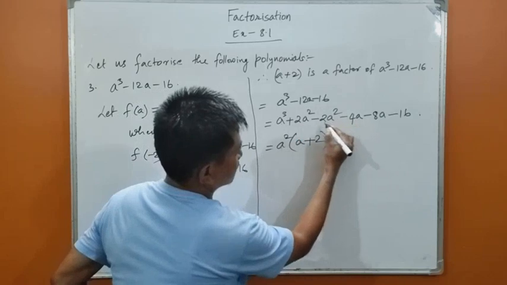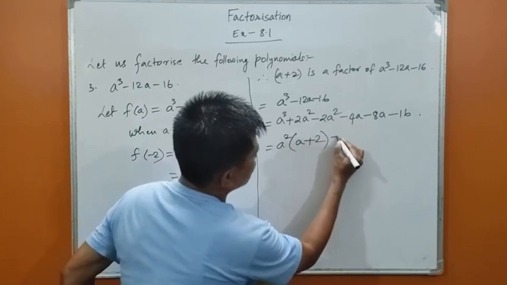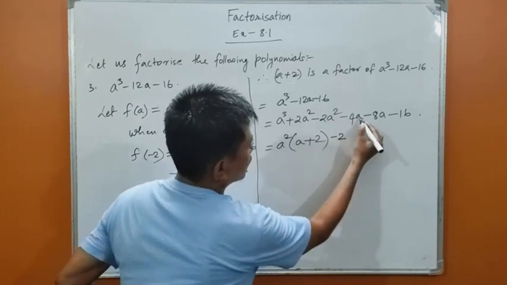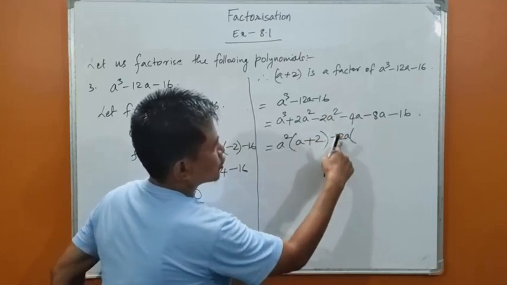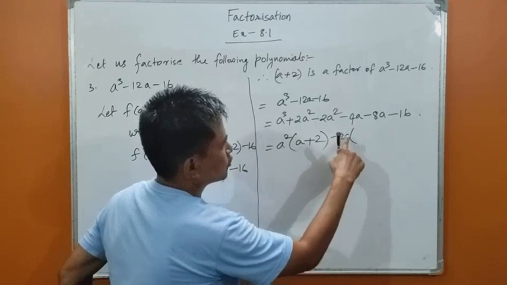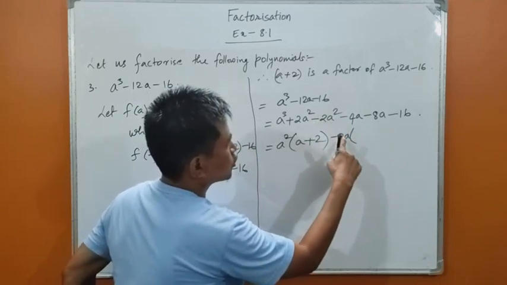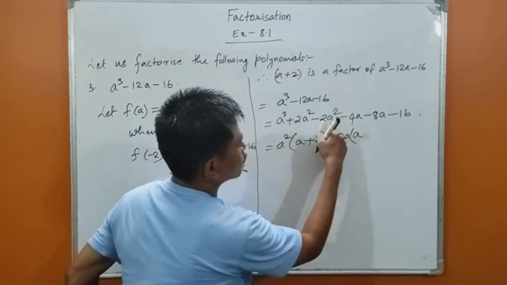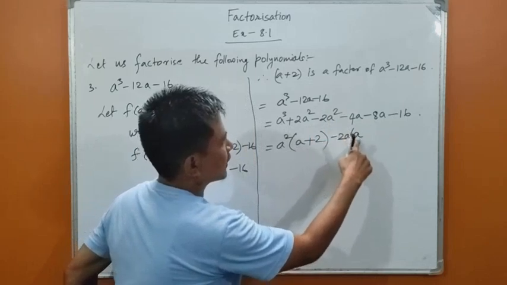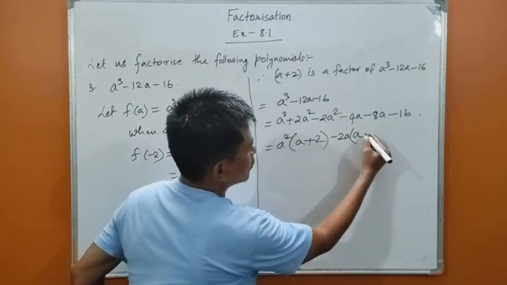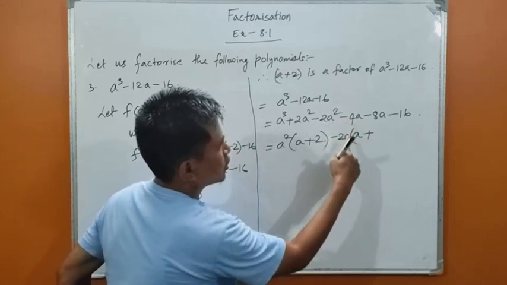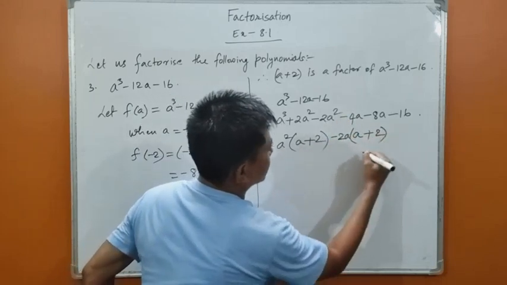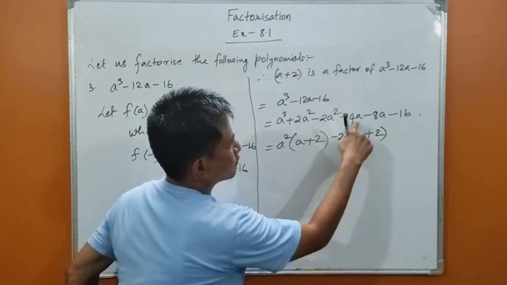Now from this expression, minus 2a is taken common from these two numbers. Minus into plus is minus. 2a into a is 2a square, isn't it? Minus into plus is minus. 2a into 2 is 4a, isn't it?